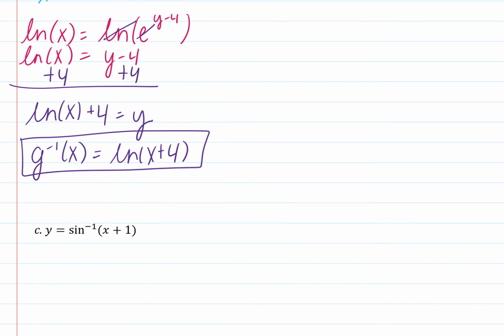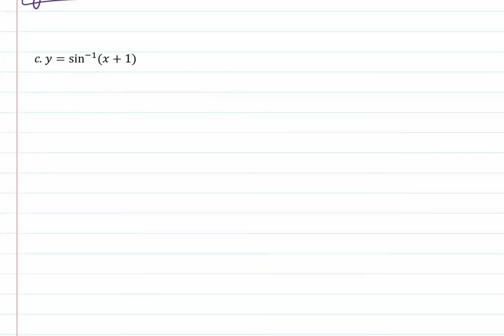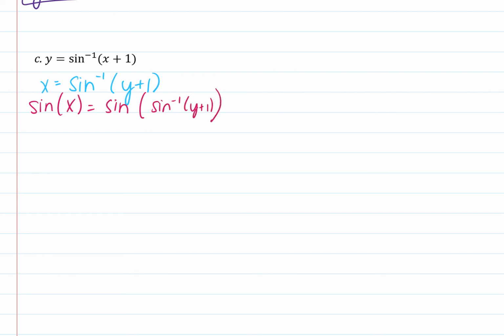One more function just to get the hang of it. Then we'll switch gears just a little bit. Y is equal to the inverse sine, or the arcsine, of x plus 1. I'm going to switch the x and the y values, take the sine of both sides. You'll notice that I'm always using an inverse function to get something to cancel out. That'll allow me to isolate y.